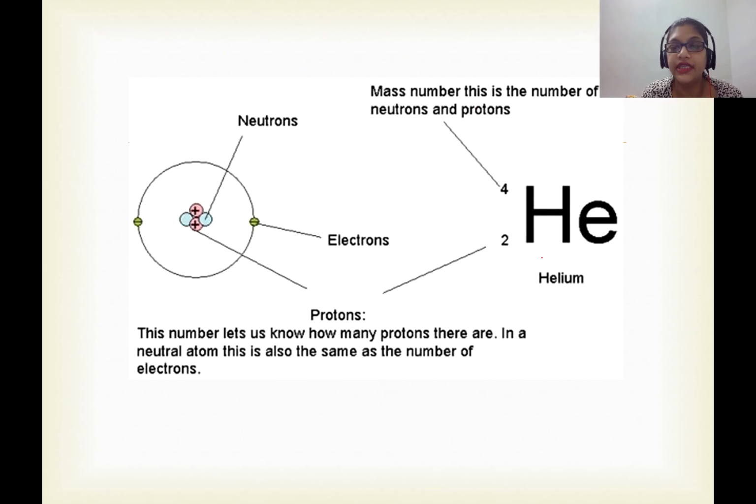Now let us look at the helium atom. Helium is represented as He, with atomic number 2, which is the number of protons, and 4 is the mass number. Now we can see how they have shown it in the structure. This is the nucleus, where the 2 protons are shown with plus signs, and the blue balls are shown for the neutrons. Outside the nucleus there are 2 green balls representing electrons. So this is the representation of the helium atom.